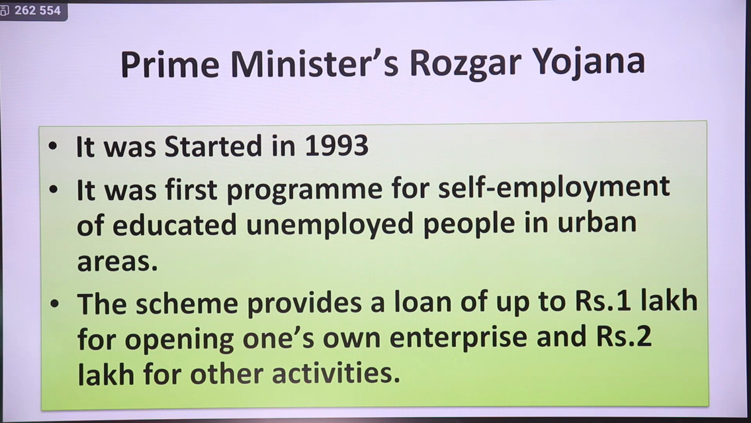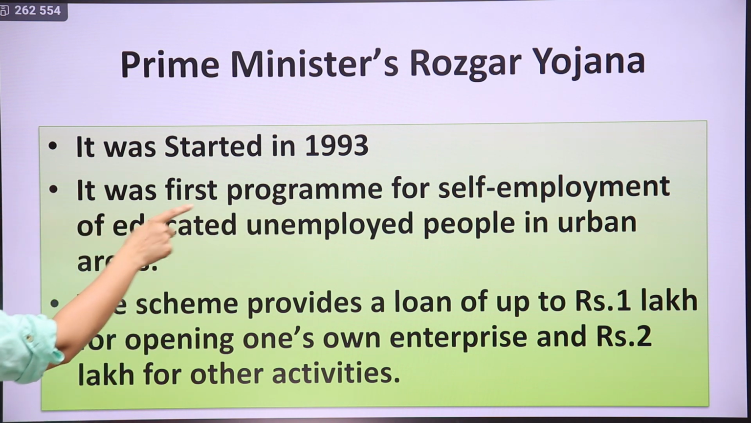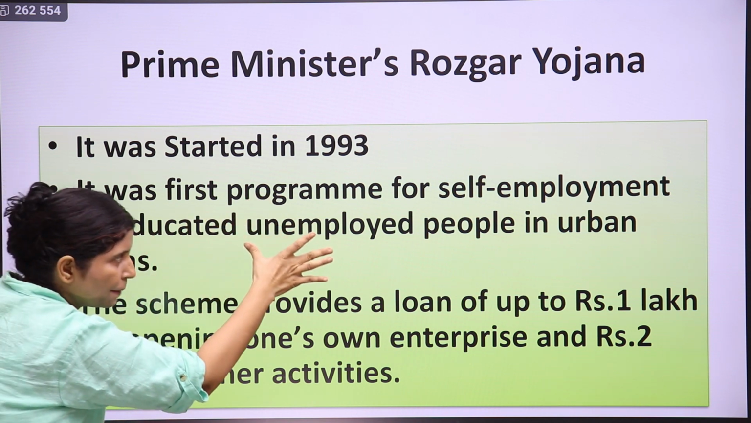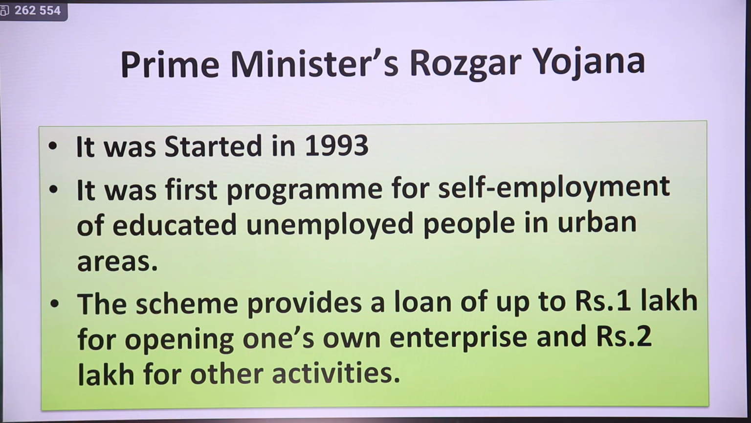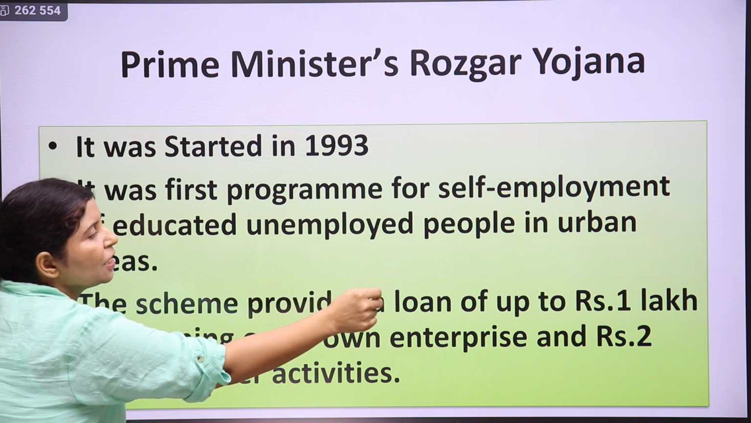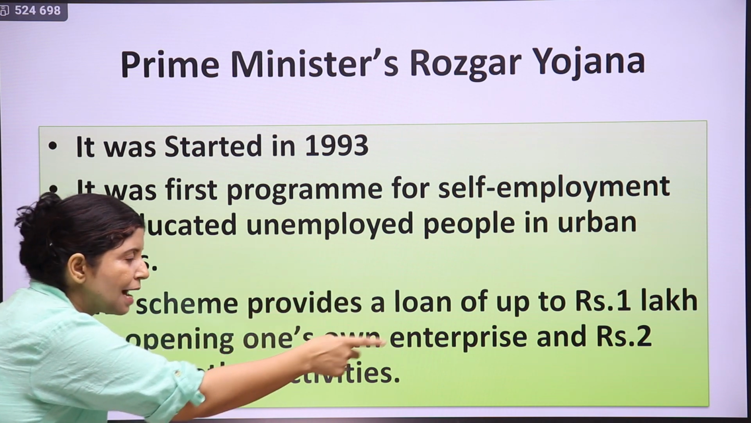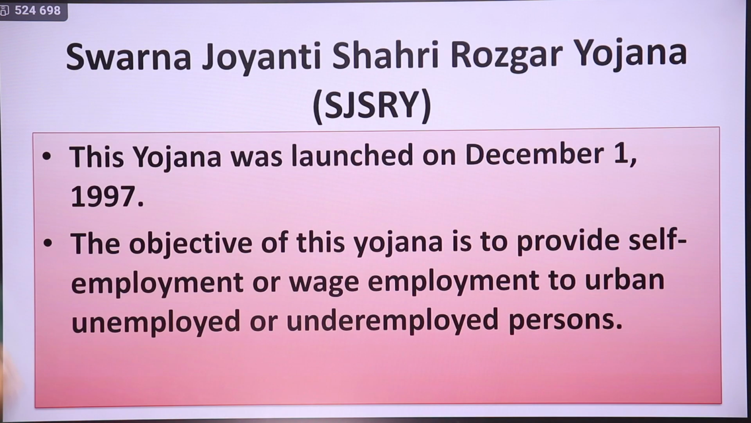Prime Minister's Rozgar Yojana was started in 1993. It was the first program for self-employment of educated and unemployed people in urban areas. So it was meant for educated people who were unemployed in urban areas, that means cities and towns. The scheme provides a loan of up to rupees 1 lakh for opening one's own enterprise and rupees 2 lakh for other activities. Okay, so this is an assistance program by the government. Then we have Swarna Jayanti Shahri Rozgar Yojana.